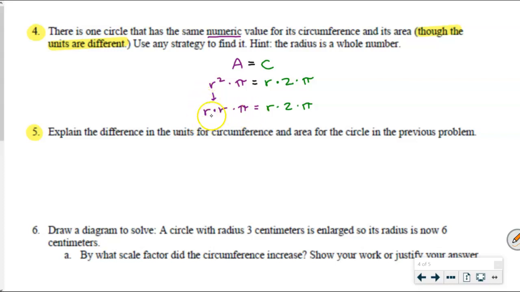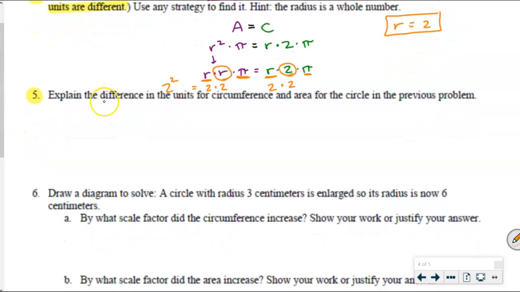Yeah, exactly. So what we're seeing is, look at what we have that's the same on each side. A pi, right? We have an r that's the same. And since these have to be equal, what does that mean? This r would have to be the same as this 2. Because 2 times 2 is the same as 2 squared. So this happens only when the radius is equal to 2. When the radius is equal to 2, we have a very unique circumstance where the circumference is equal to the area. Numerically, that gets us to number 5.